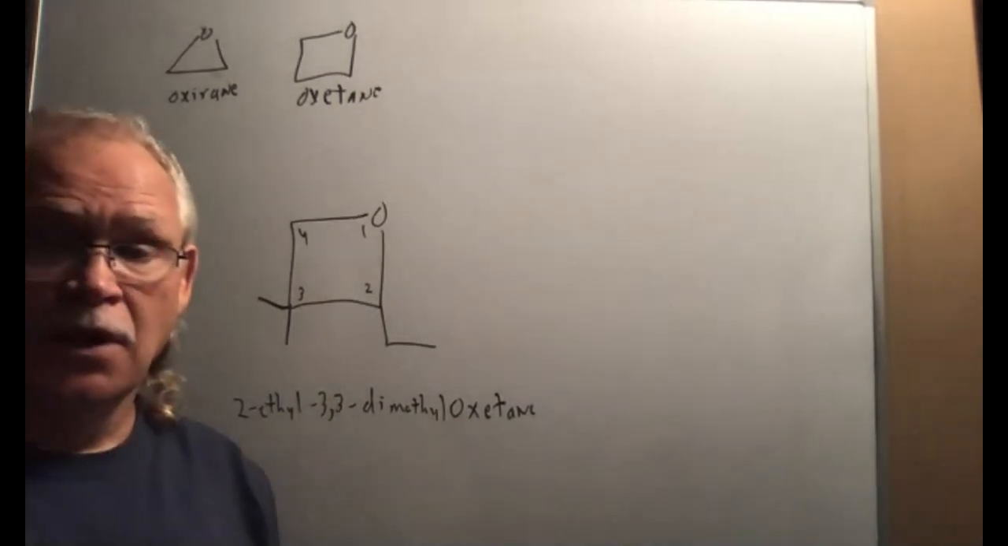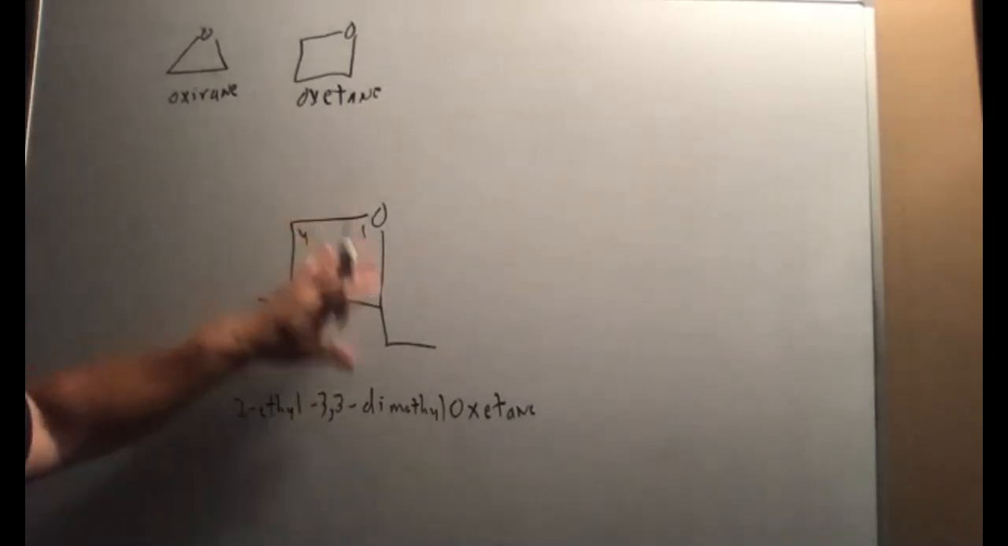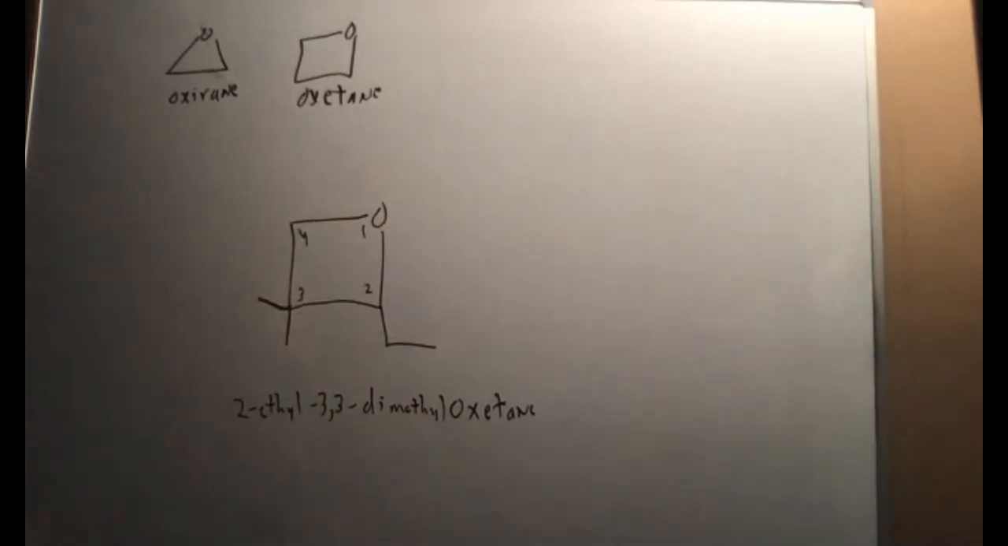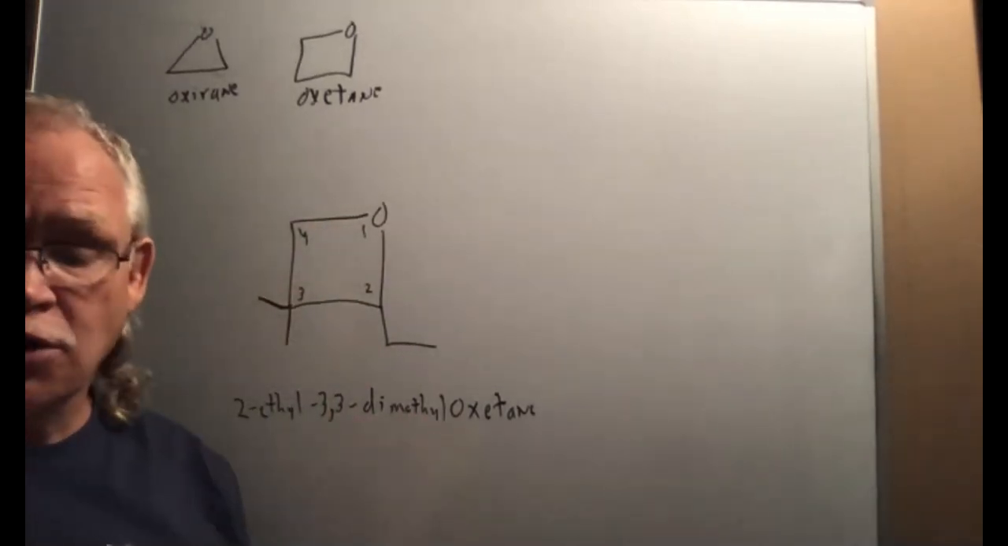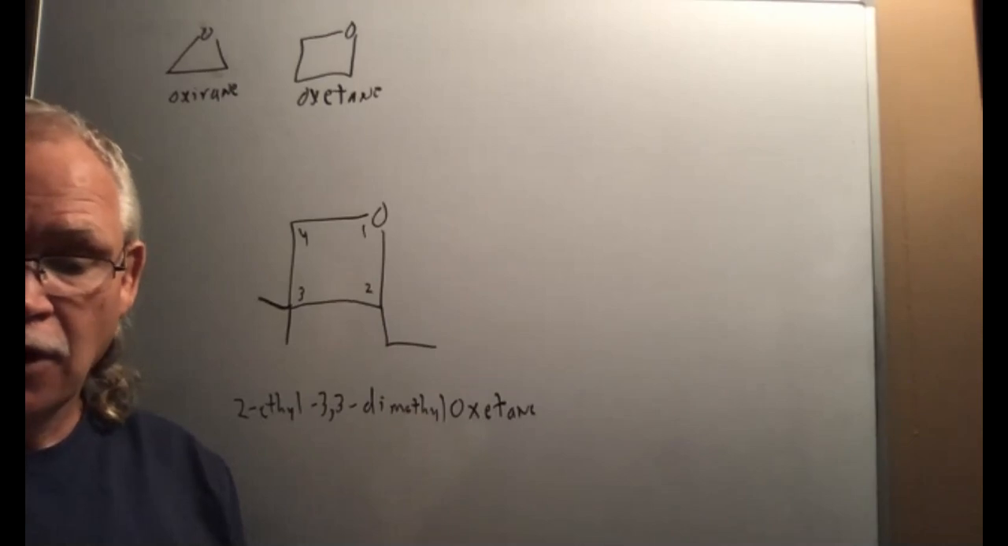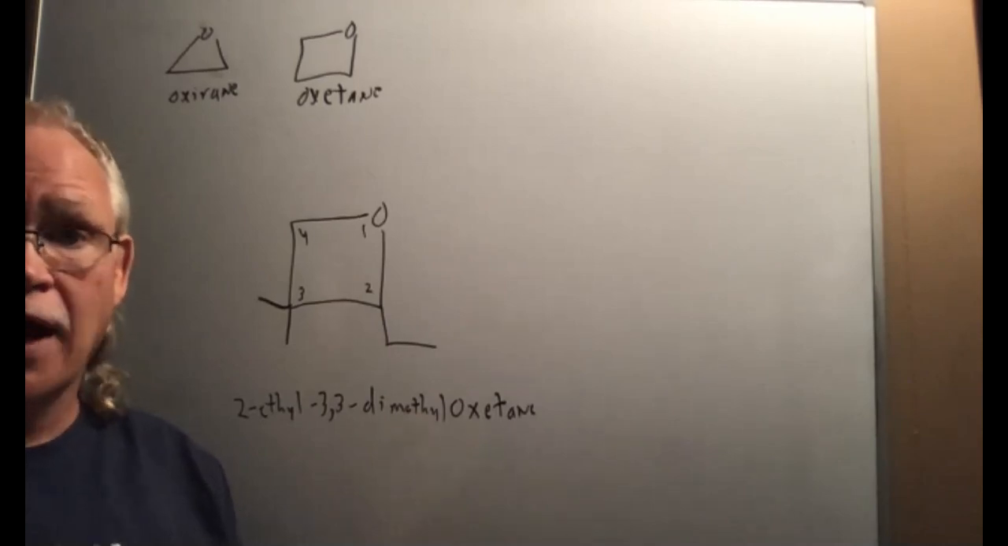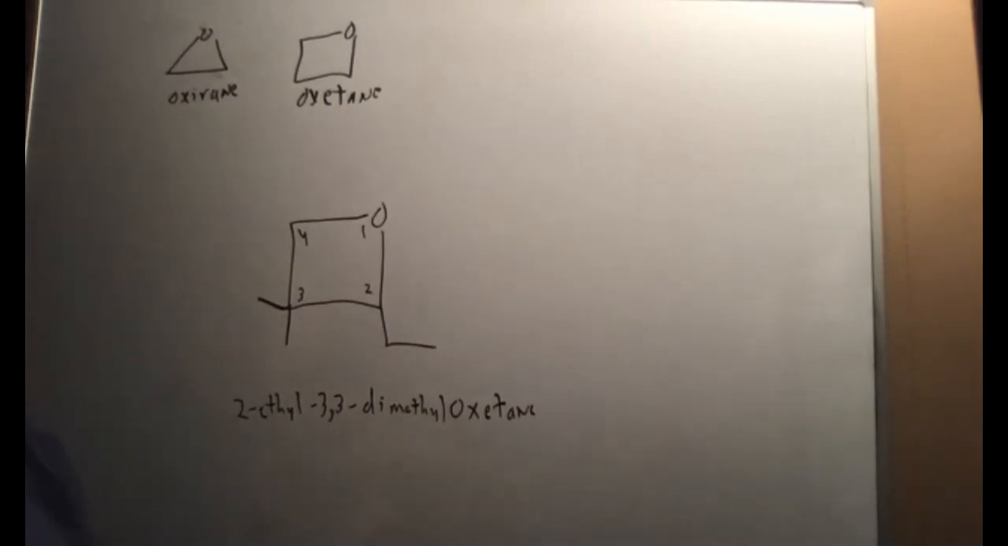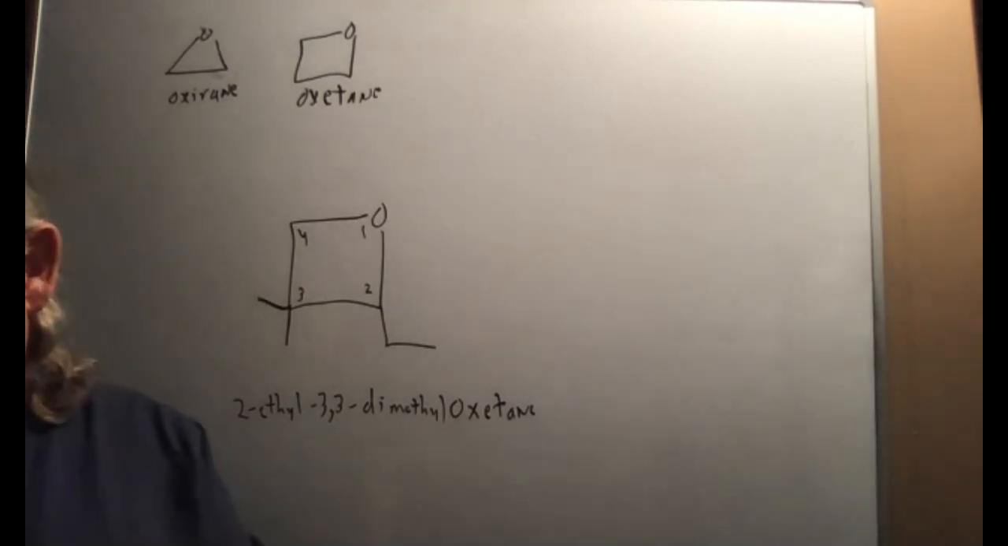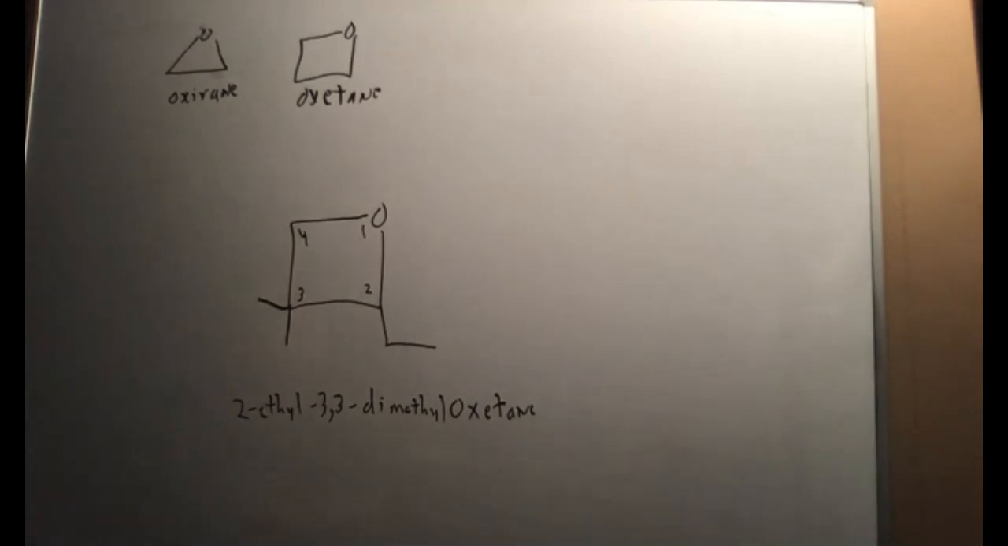oxetane. Okay. Again, if we had cis and trans on the ring, we could show that. Notice I'm not showing stereochemistry here. Okay, so that's all there is to that. So the four-membered rings are called oxetanes.